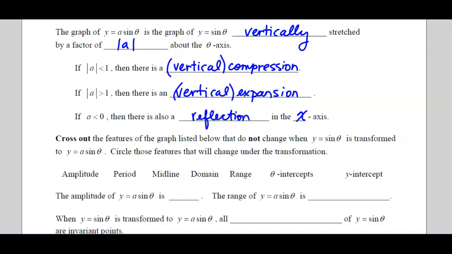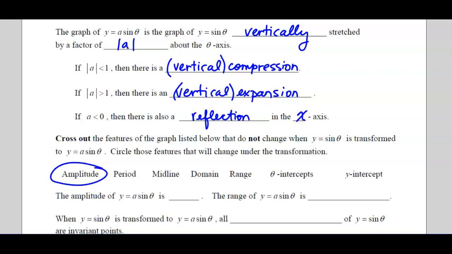Oh, okay, so cross out the features listed below that do not change when you start with your y equals sine theta and you stretch it vertically. Then circle those that will change. So cross out or circle. So amplitude, that's the height from the midline to the top. If I vertically stretch, does that amplitude change? Yes. Okay. So circle those that will change.